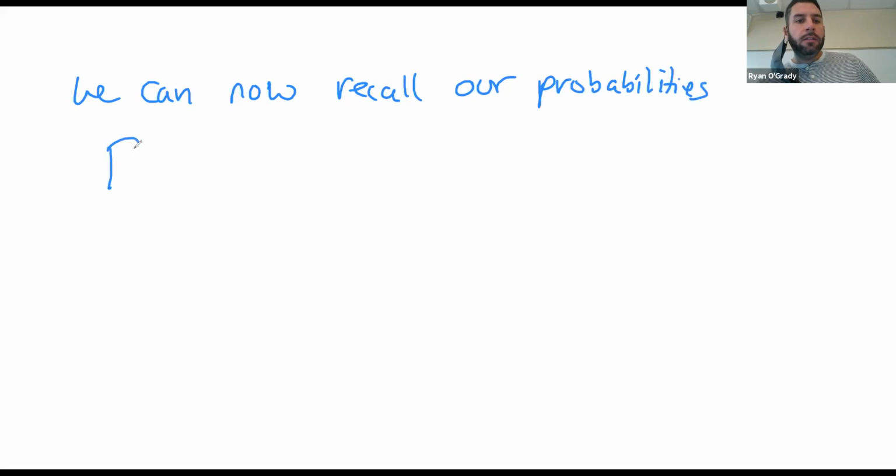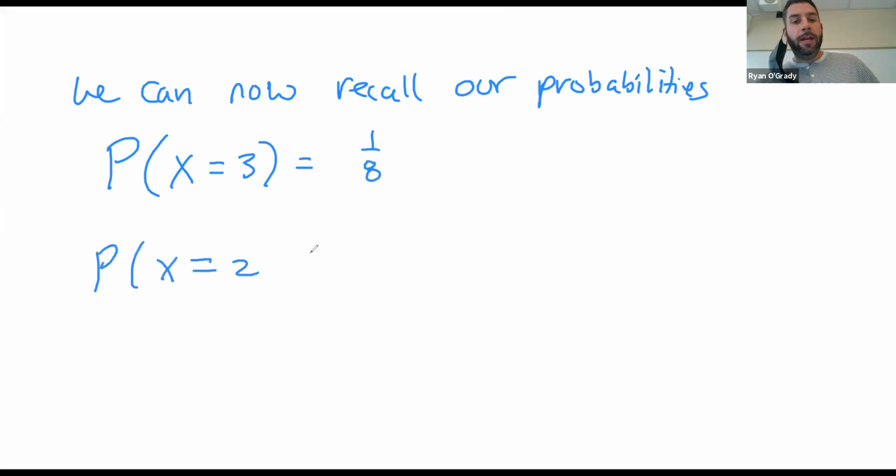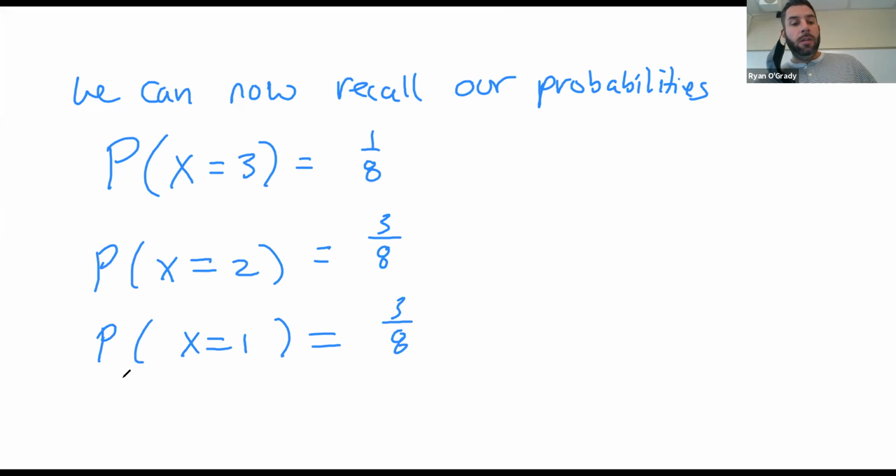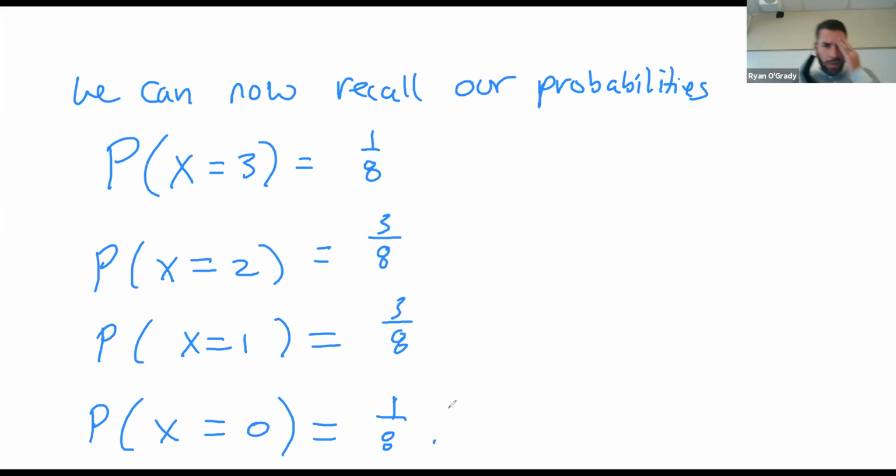So look how I'm going to write this now. What is the probability that I get 3 heads? Well, that's 1/8. What's the probability that I get 2 heads? That is 3/8. What's the probability that I get 1 head? That's 3/8. And what's the probability that I get 0 heads? Well, that is 1/8.